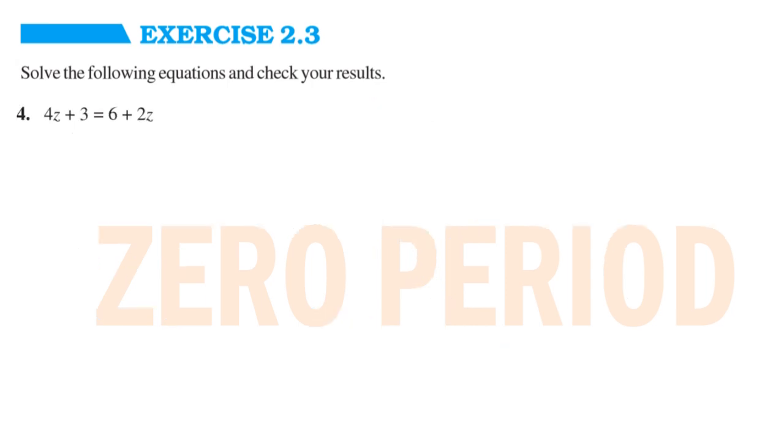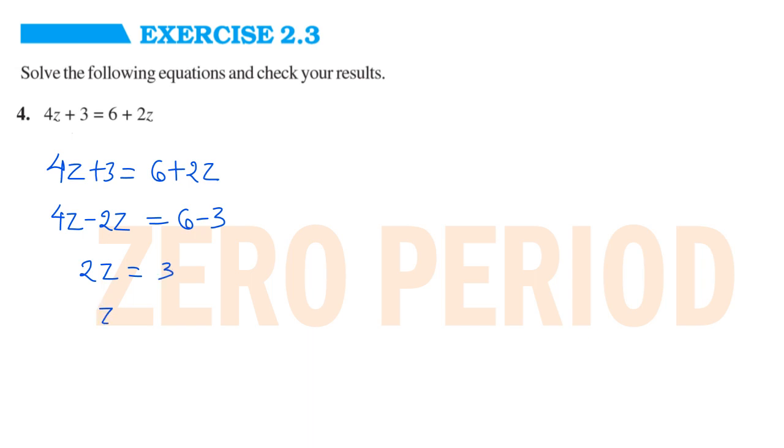In this question, 4z plus 3 is equal to 6 plus 2z. Two variables part: 4z minus 2z should be at the left side and 6 minus 3 at the right side. So 2z is equal to 3. Therefore z is equal to 3 by 2. So the answer of this question is 3 by 2. Go to check part.